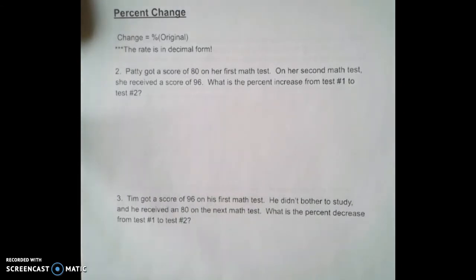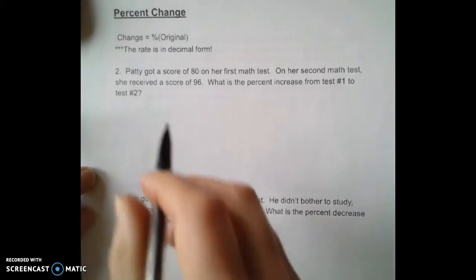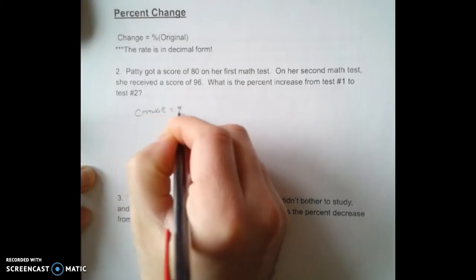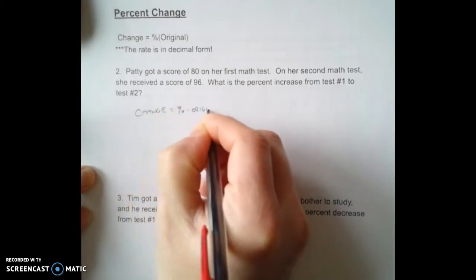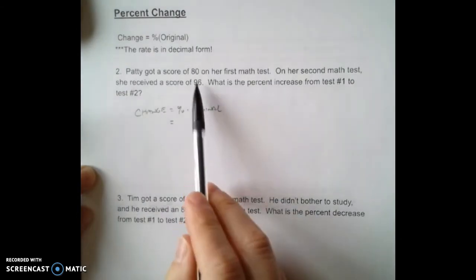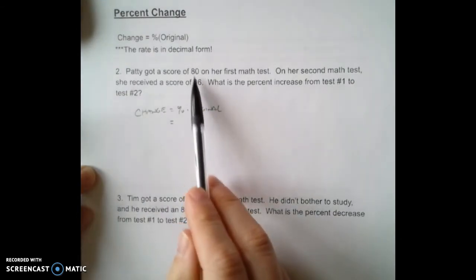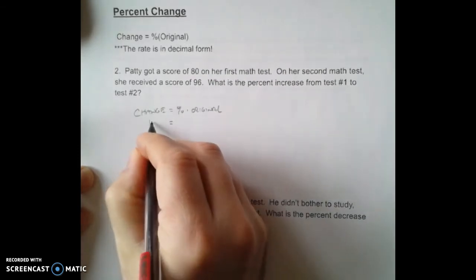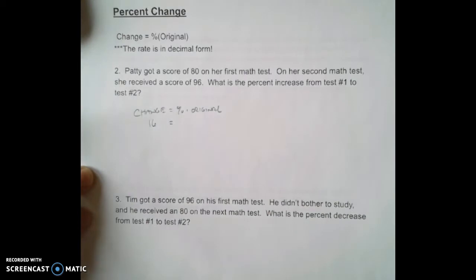So we're told in this example that Patty got a score of 80 on her first math test. On her second math test, she received a score of 96. What is the percent increase from test 1 to test 2? And so I'm going to use the percent change formula. Change is equal to the rate times the original amount. And in this example, we know that she got an 80 on the first test, a 96 on the second test, so the amount of change is going to have to be 16 points. 96 minus 80 is 16.